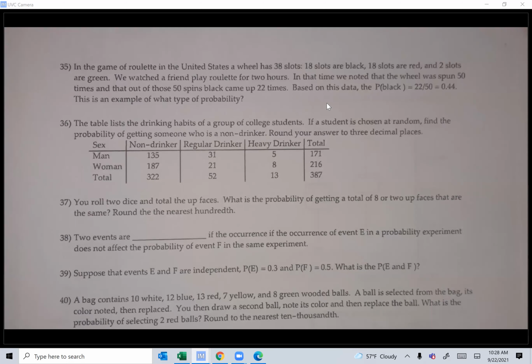This is what example of probability? This is the classical, guys. You have classical, you have empirical when it gives you a survey result in a table, and when you make an intelligent guess, that's subjective. So this is the classical definition of probability.